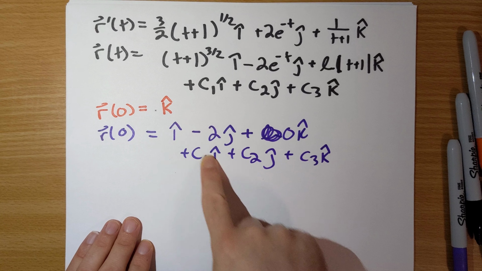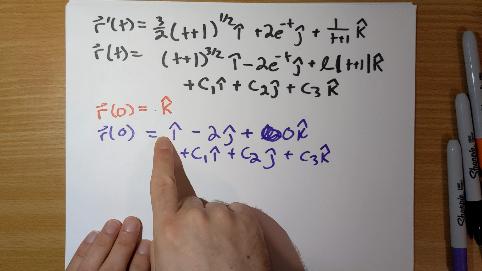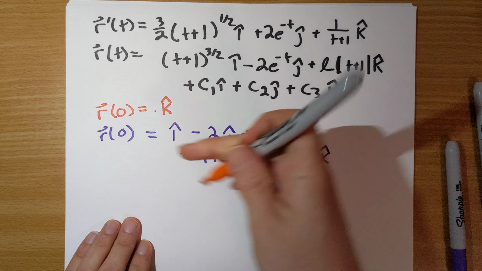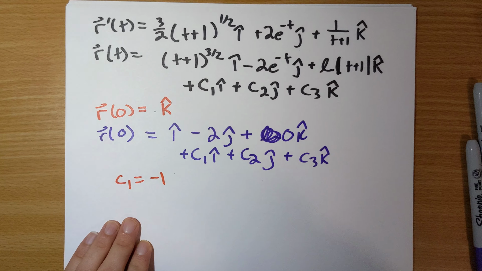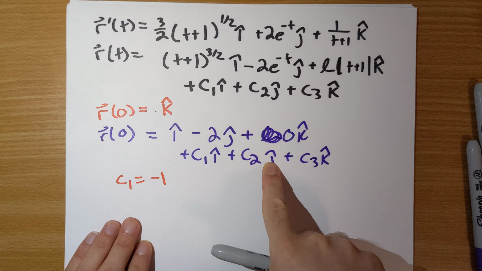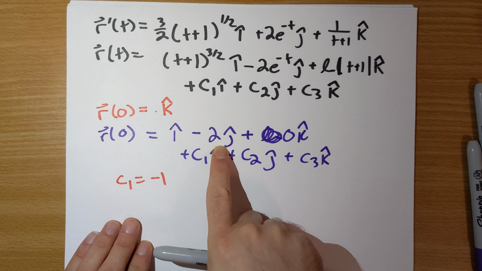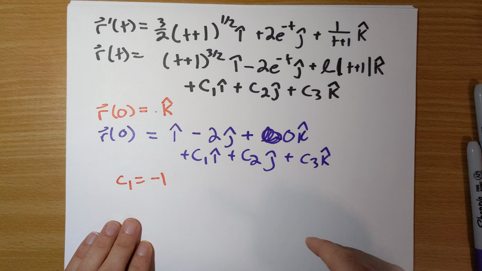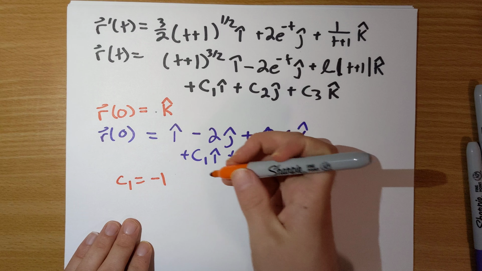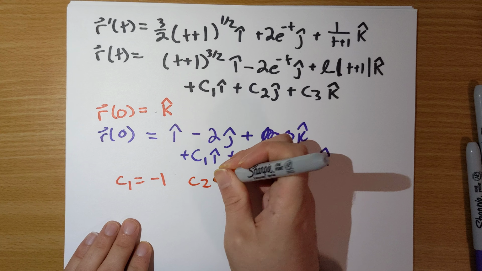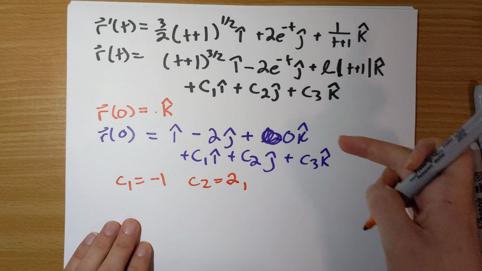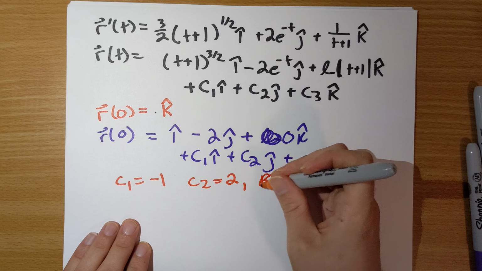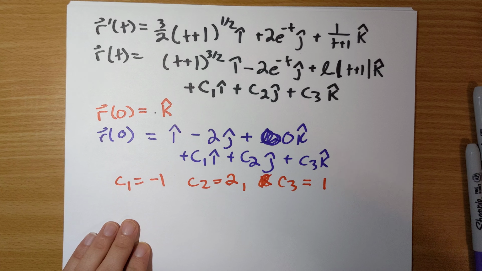Okay, so we want this to equal k hat. The coefficient of I hat needs to be 0, so 1 plus c1 equals 0, and c1 is equal to negative 1. The coefficient of j hat needs to be 0. Negative 2 plus c2 is equal to 0, so c2 is equal to 2. And then the coefficient of k hat needs to be 1, so c3 needs to equal 1.